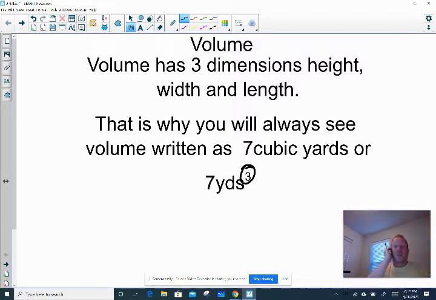And that's what we're going to be using for the next 3 lessons and the following assessment. So everything is going to be in cubes: cubic yards, cubic feet, cubic inches, whatever the case may be. So let me give you a little example.